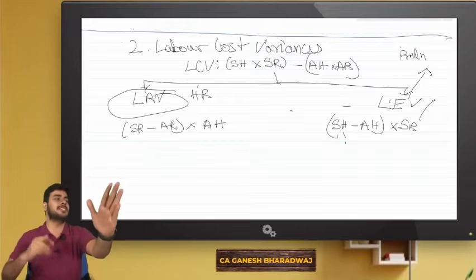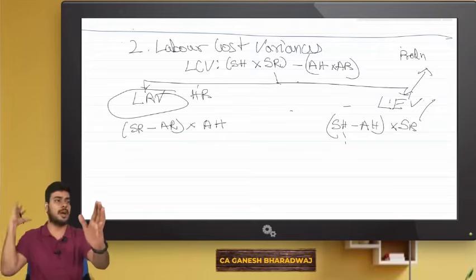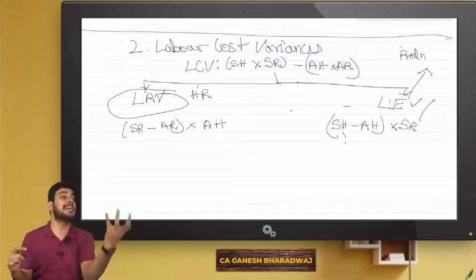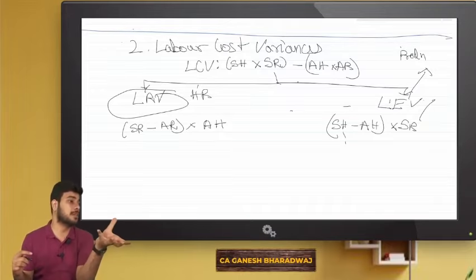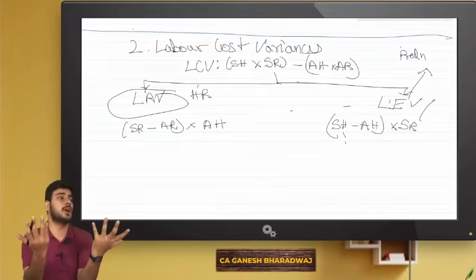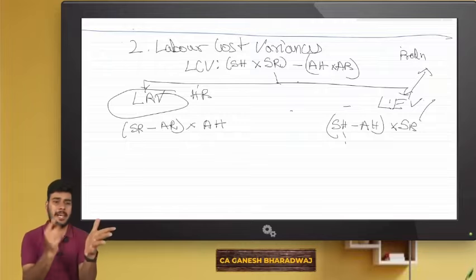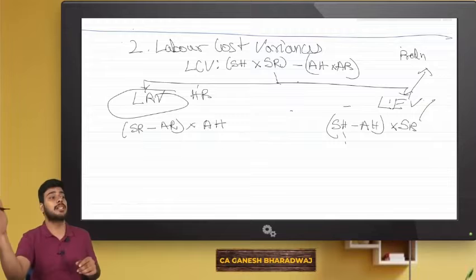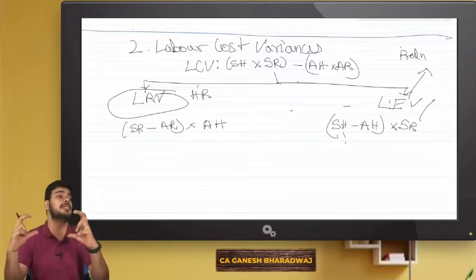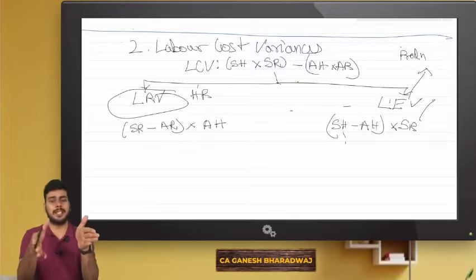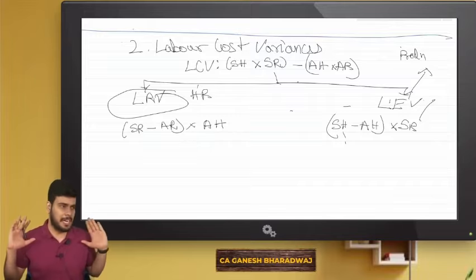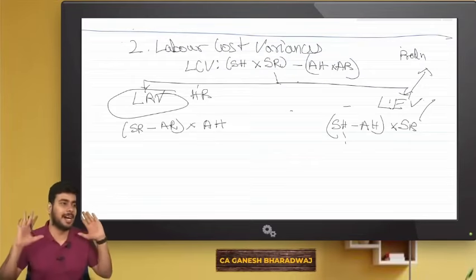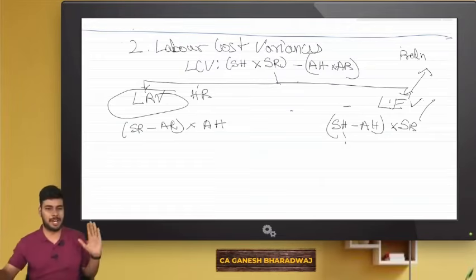Standard hours into standard rate minus actual hours into actual rate is your labor cost variance. Branch it into two. Labor rate variance: the guy responsible is HR. Within the bracket, standard rate minus actual rate, and I need to pay this on actual hours. Whereas for the other guy, the production manager, within the bracket is standard hours minus actual hours, and I will just multiply this with standard rate. Why? Because I am not dependent on the HR guy. Are you clear with this?